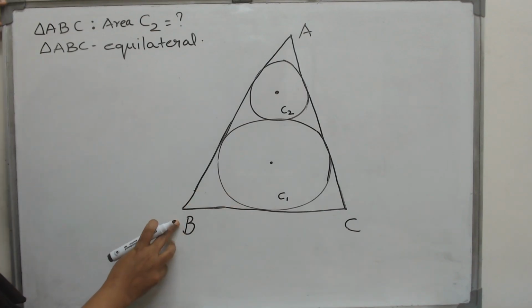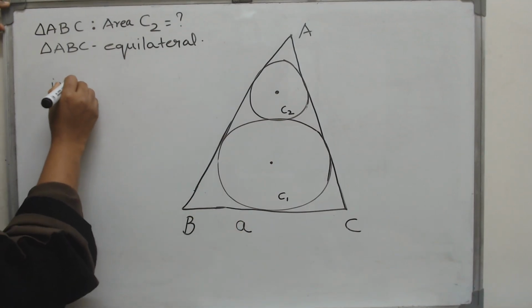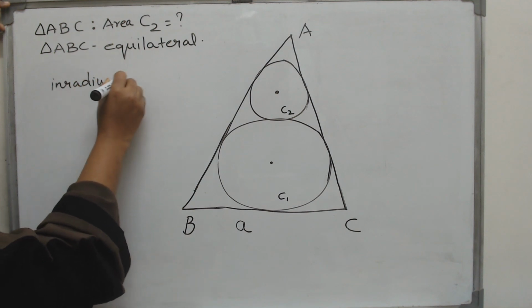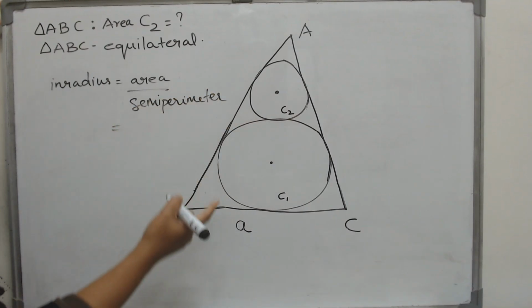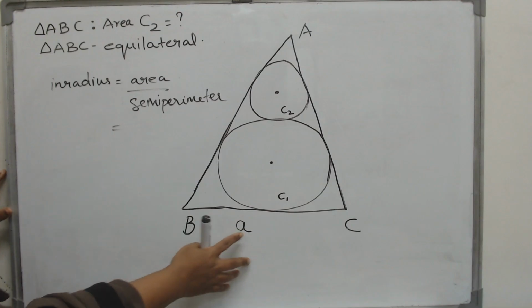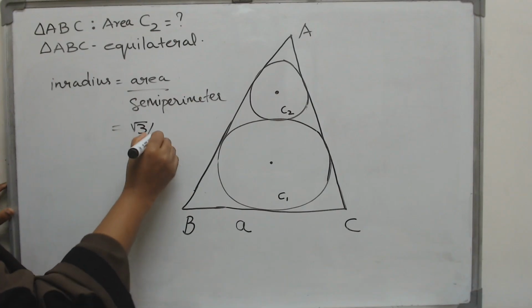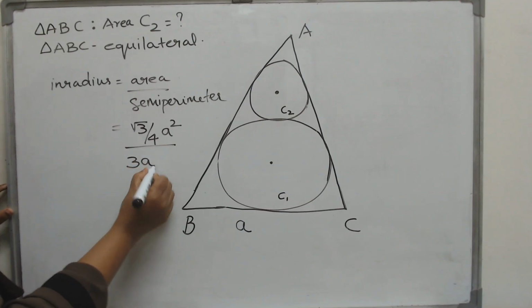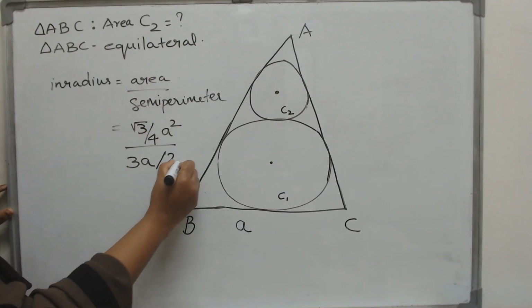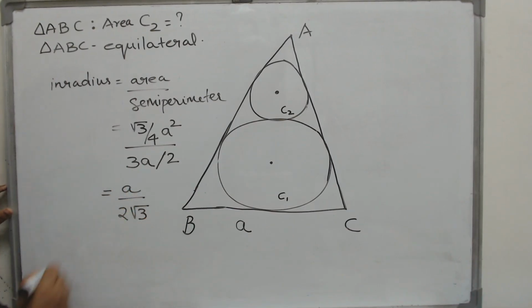Now let the sides of this equilateral triangle be a units. Then what is the formula for the inradius? It is area by semi-perimeter. Here we have an equilateral triangle with sides of measure a units. Then what will be the area? It will be root 3 by 4 a squared. What will be the perimeter? The perimeter will be 3a. But what we need is the semi-perimeter, which is divided by 2. And the answer you are looking for is a by 2 root 3. That is going to be the inradius.